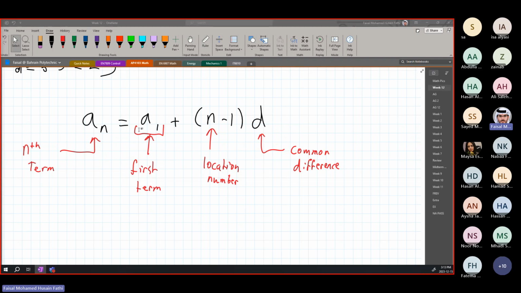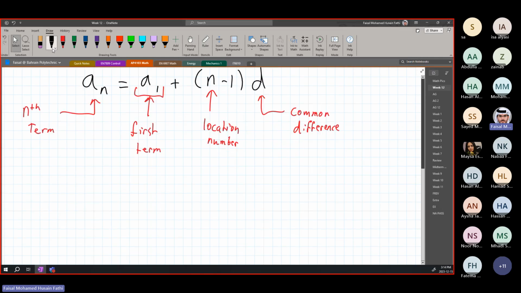It is an is equal to a1, which is the nth term, is equal to the first term of your sequence, plus the location of this nth term minus 1 multiplied by d, which is the common difference. So what does this mean exactly? Let's say we take that same easy, simple example. We have 1, 3, 5, and then it keeps going. Okay, so this is your sequence. So your nth term, for example, let's start with the first term, then we'll reach the nth term.